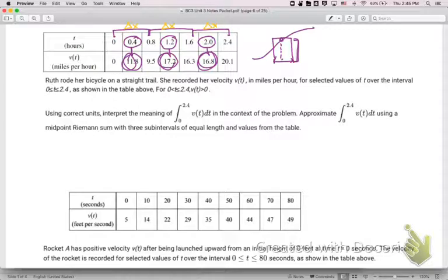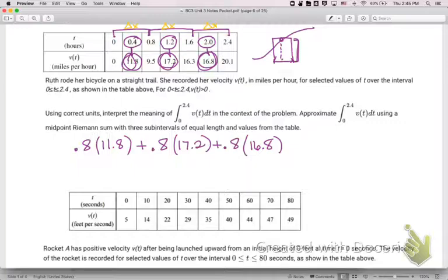So to approximate this, we're going to do base times height. So the base is going to be delta x, so that's going to be 0.8. The height we want to use is the midpoint, so that's going to be 11.8 for the first one, plus a width of 0.8 again, times this time a height at the midpoint, which is 17.2, plus 0.8 again, times the height at the last midpoint, which is 16.8. And we put all that in our calculator. Get 36.64, okay? And now, again, using correct units, interpret the meaning.